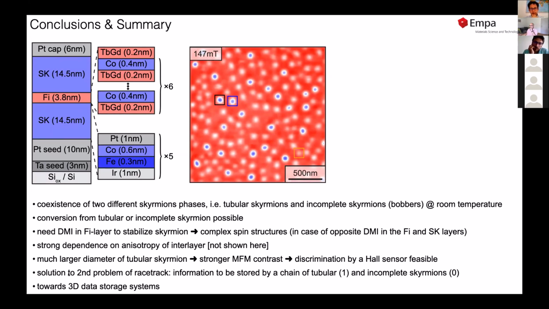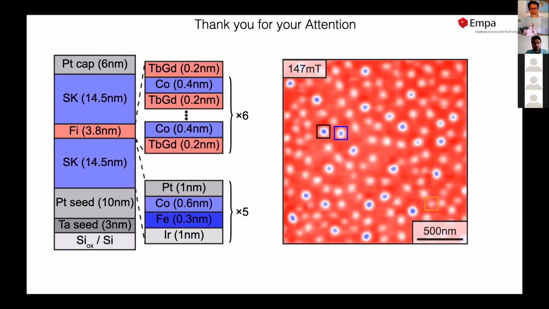And I think with that system, we can solve the second problem of a racetrack, namely that we can now form a chain of tubular and incomplete skyrmions and move them through the device and keep the distance between the skyrmions. And this is also a first step towards more 3D data storage systems, like Matthias Kläui has shown, right? Here we have 3 different functional layers, and I've shown you that we can modify where these skyrmions occur. And with that, I would like to thank you for your attention.